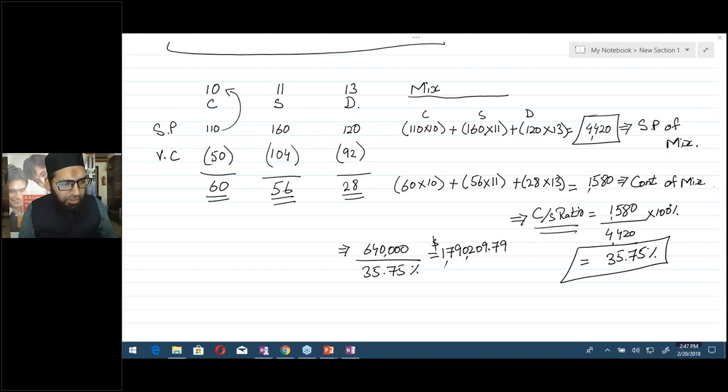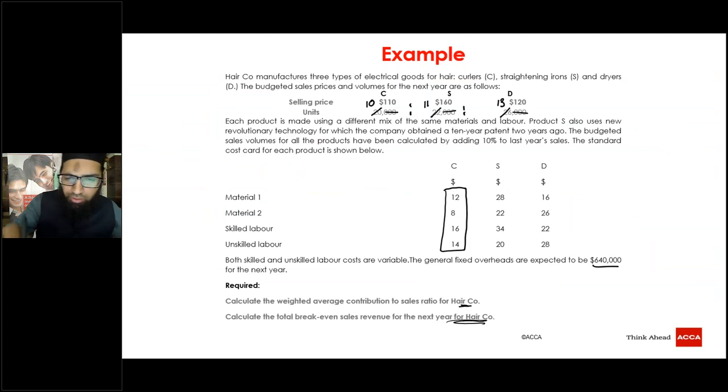Abish has asked me, sir, I did not get the 10, 11 and 13 mix. How is it? So I will recap on the mix. Your mix is calculated on the budgeted sales. So either you will be provided with the mix or you have to see it from the budgeted sales. Now you see that your budgeted sales are 26,000 for D, 22,000 for S and 20,000 for C.